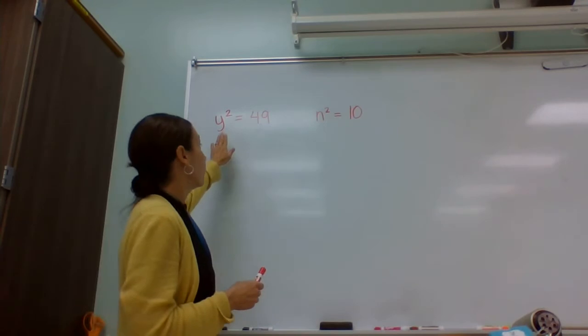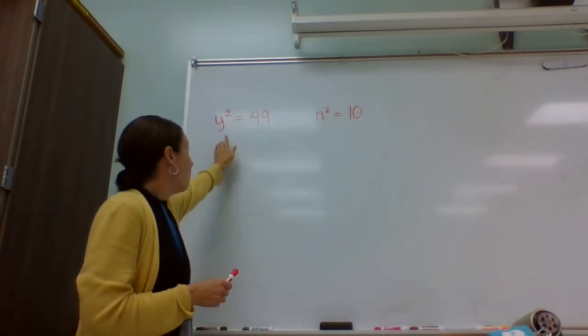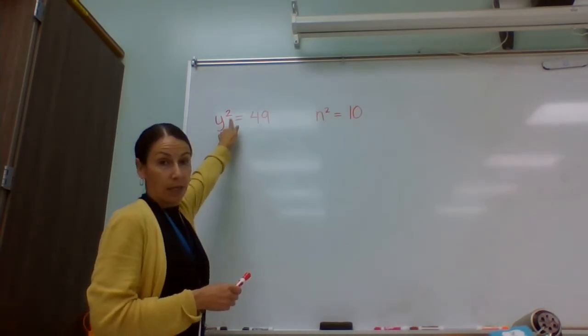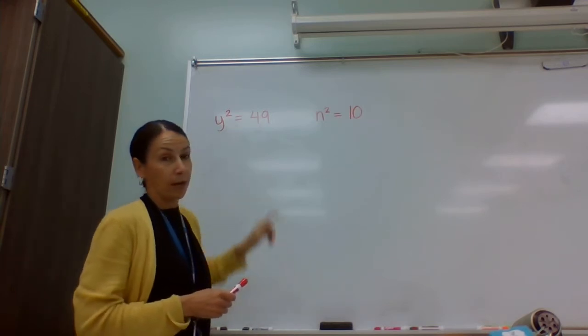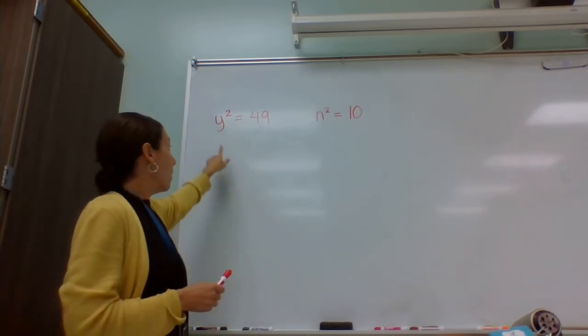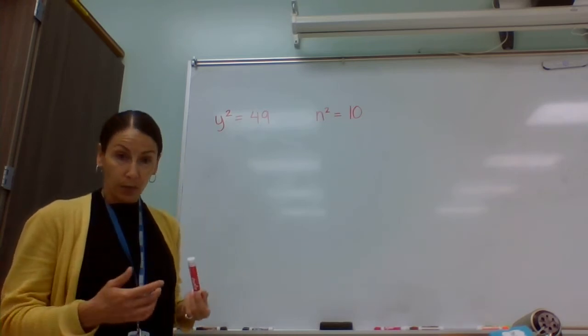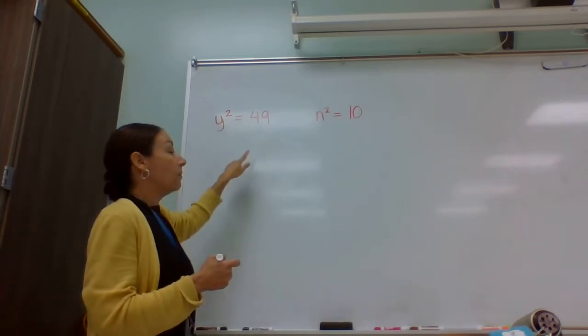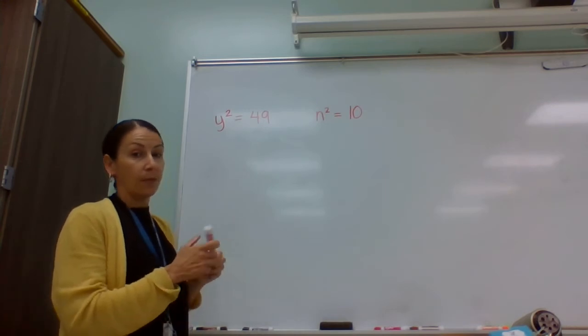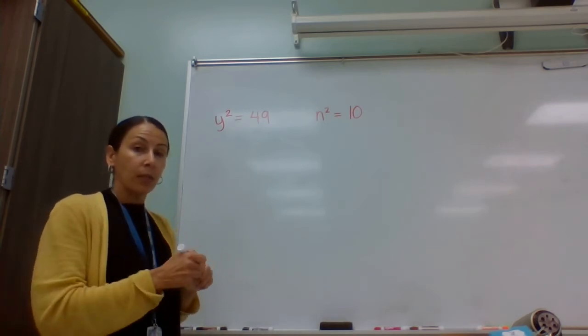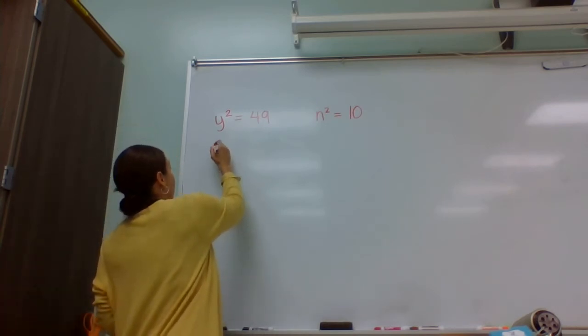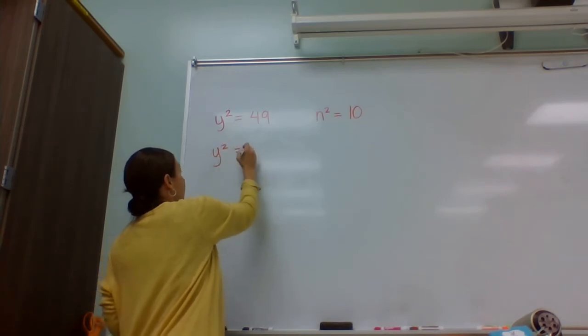Yesterday, we learned how to solve equations where the variable is raised to the second power, or the variable is squared. And we learned that in order to unsquare the variable, we use the square root. So if I wanted to solve for y, get y all by itself and figure out what value I could put in the place of y, I'm going to rewrite this equation here: y squared equals 49.